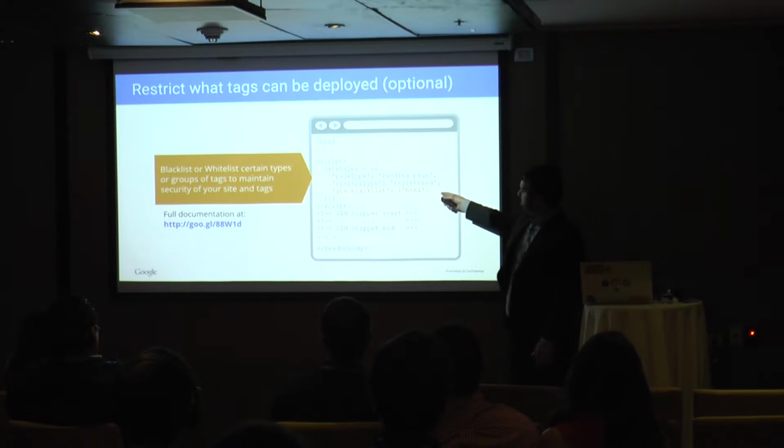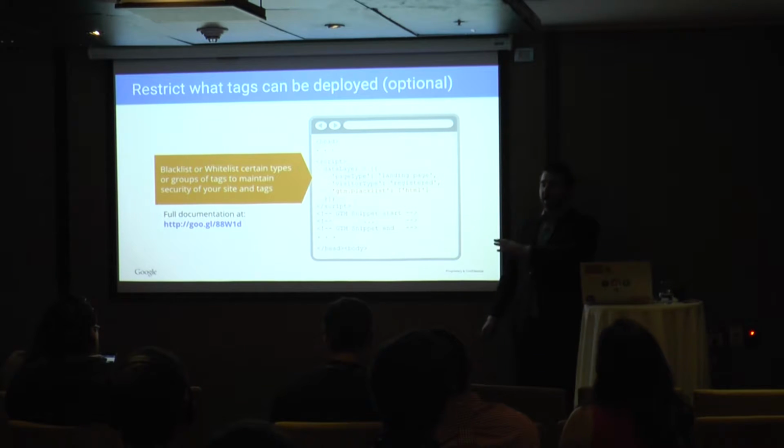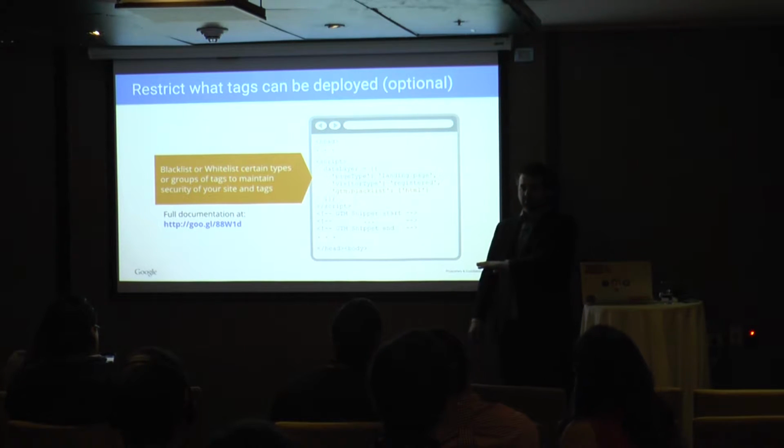And what we do is we have a code, an ID for every tag, right? So if you wanted to whitelist and say, this container can only be used for GA and AdWords, you could do that, right? If you wanted to do the opposite, and you wanted to restrict tags, this one is restricting custom HTML. Custom HTML will not fire, will not run on this page.